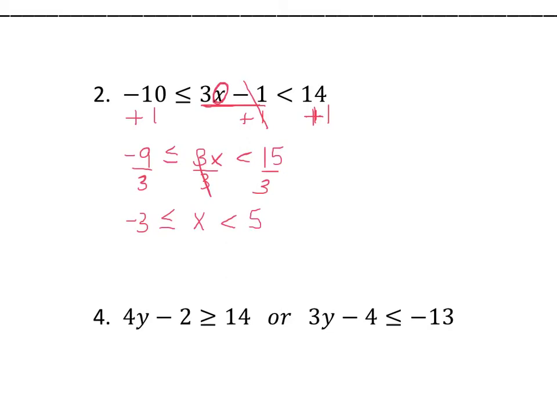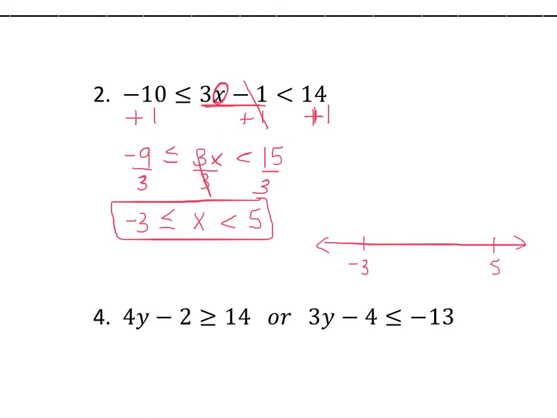Okay, so here's my inequality. Now we're going to graph it. So we'll draw our number line. And I have a -3 on my number line. I have a 5 on my number line, so that would be over here. And then in between -3 and 5, somewhere in here is 0. Make sure you put the 0 in the correct place.